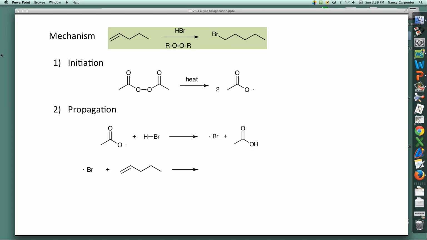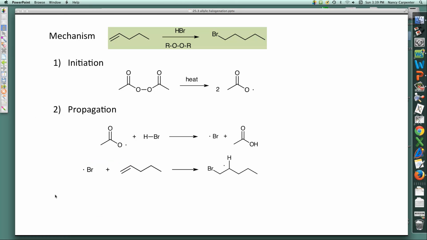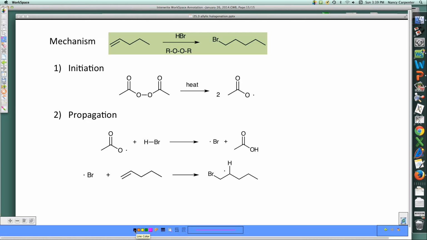And now what happens is that it adds to the alkene and gives you this free radical intermediate. And note, here's the difference in the regiochemistry. If it were our polar reaction, what adds first is the H, not the Br. And in so doing, we generate a secondary carbocation.